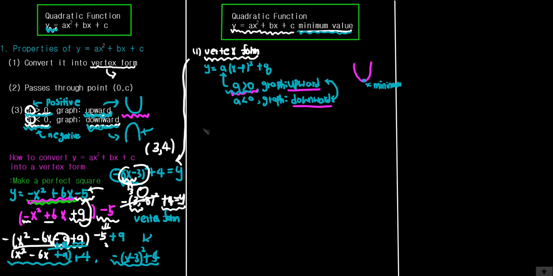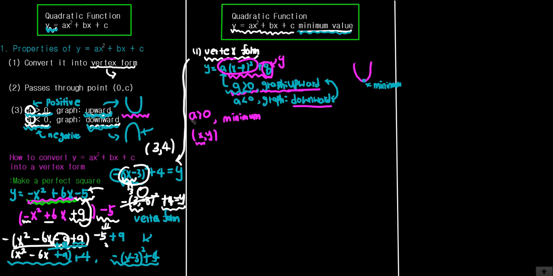We have thought about it: when the a value is greater than 0, the graph will go upward, and only a minimum point will exist in our graph. If you think about our vertex form, in order to find the vertex, which means the x comma y coordinate, the x value is the one which makes this whole expression turn to 0, and the leftover will be the y value, which is q.